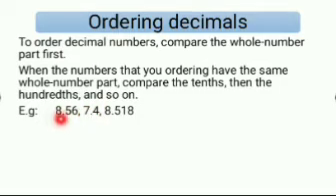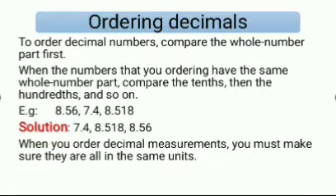Now, for the remaining two numbers, let's move on to the tenths. The tenth here is 5. The tenth here is also 5. So they have the same tenths. So let's move on to the hundredths. The hundredth here is 6 and here it is 1. So 1 is less than 6. Therefore, we need to write 8.518 first before 8.56.